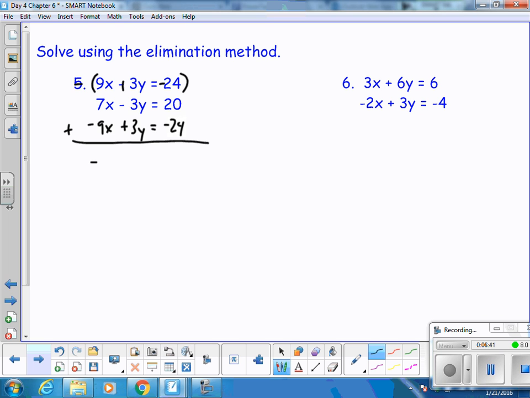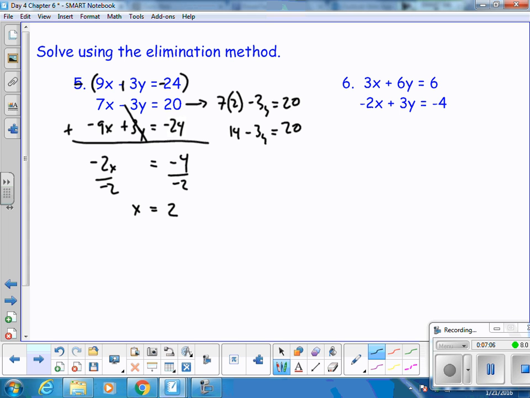And I end up with negative 2x. Those are gone. Negative 4 divided by negative 2. X equals 2. And I'll use maybe this equation. Now that I know what x is, I can substitute it in. 14 minus 3y equals 20.